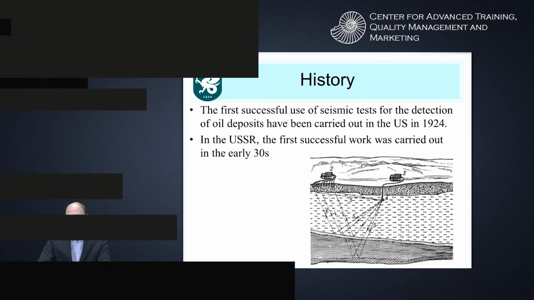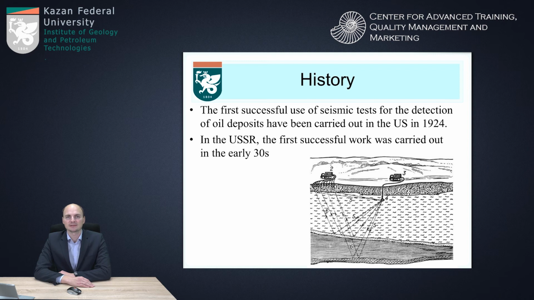And today we are going to talk about seismic interpretation. The first successful seismic works was carried out in the United States in 1924. In the Soviet Union, the first successful work was carried out in the early 30s.